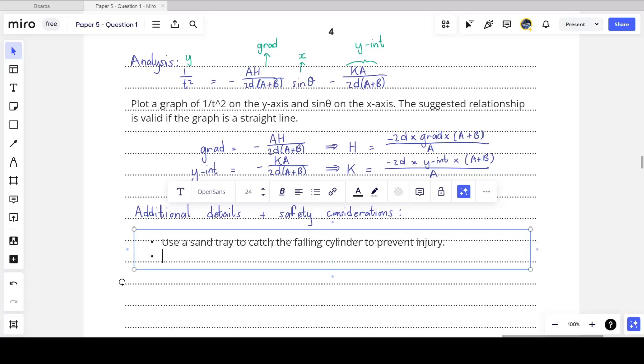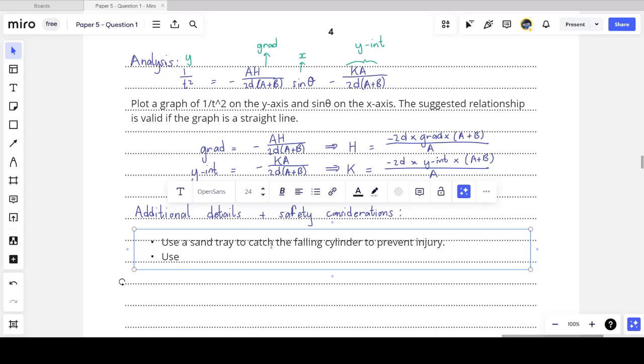We don't really need things like gloves and so on here, or goggles, but we do want to prevent the cylinder from bouncing off the table or falling onto the floor. So a sand tray, or even some foam or something to catch the falling cylinder.